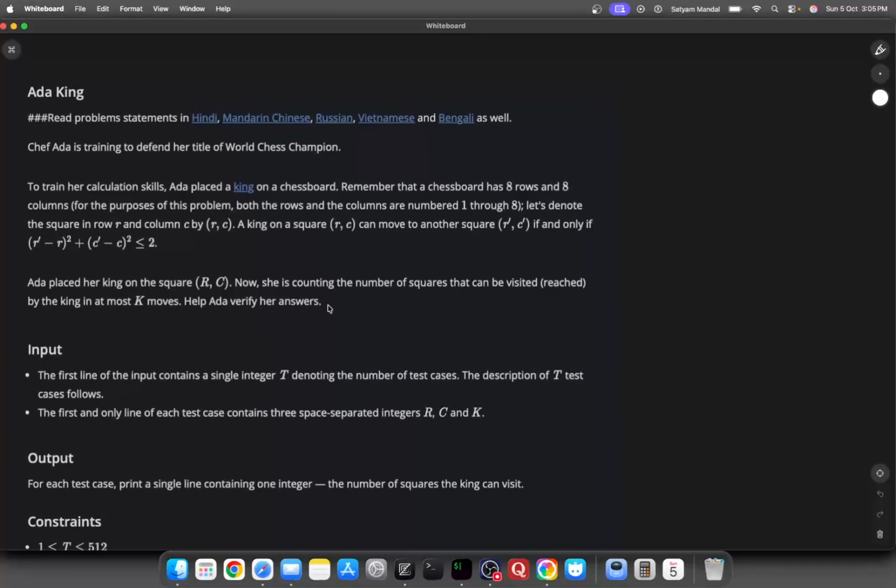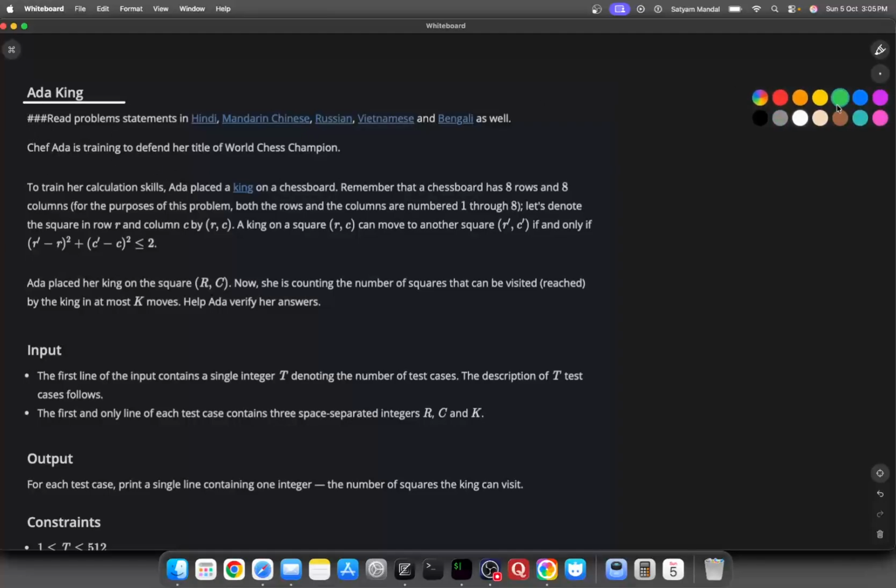Okay, so it's another problem from CodeChef called Ada King. What they are trying to say, let's read the problem. Chef is training to defend her title of world chess champion. To train her calculation skill, Ada plays a king on the chessboard.